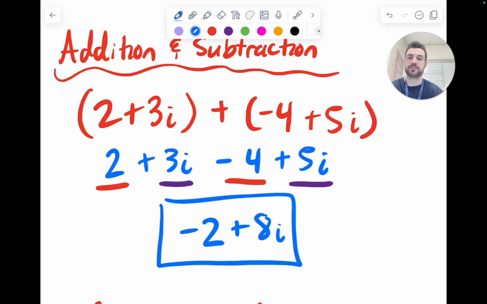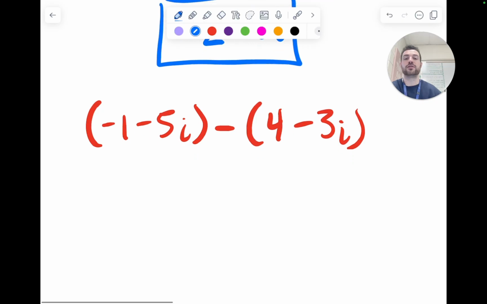our solution. All right, so adding complex numbers is relatively straightforward. We just drop our parentheses and combine like terms. Now, subtraction is very similar.